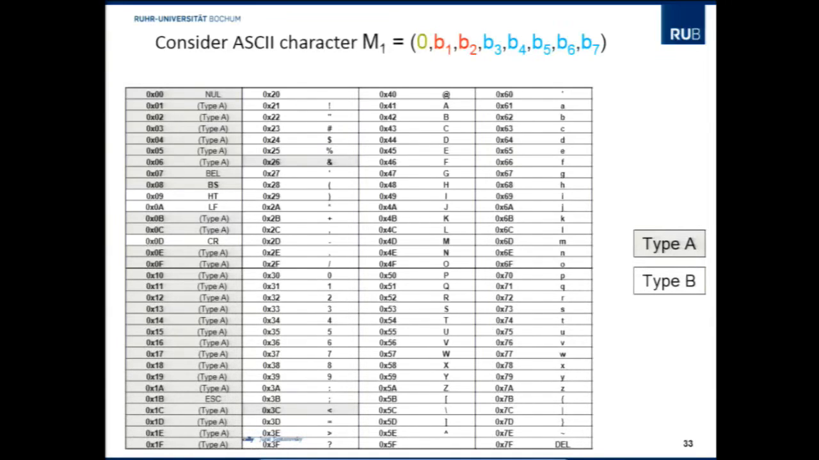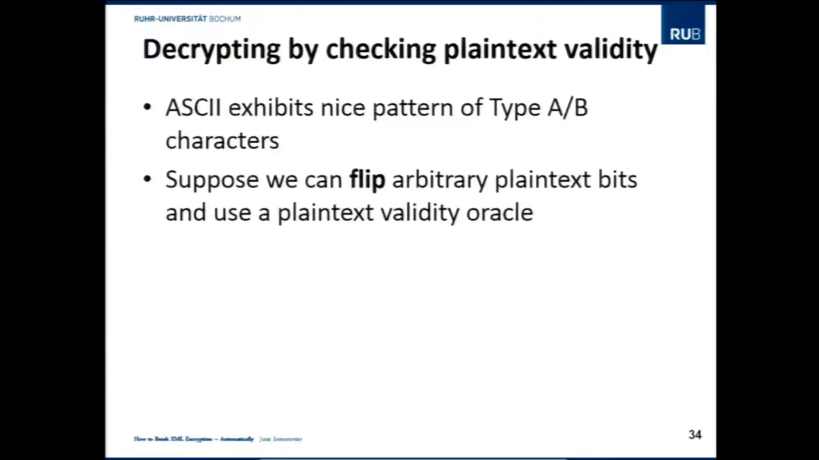If we consider an ASCII character, the first bit is always 0. Bits 1 and 2 define the column where we are, and bits 3 to 7 define the concrete row. So ASCII exhibits a nice pattern of type A and type B characters. Now suppose we can flip arbitrary bits in the plaintext without knowing the key, and we can use the oracle. So what can we do?